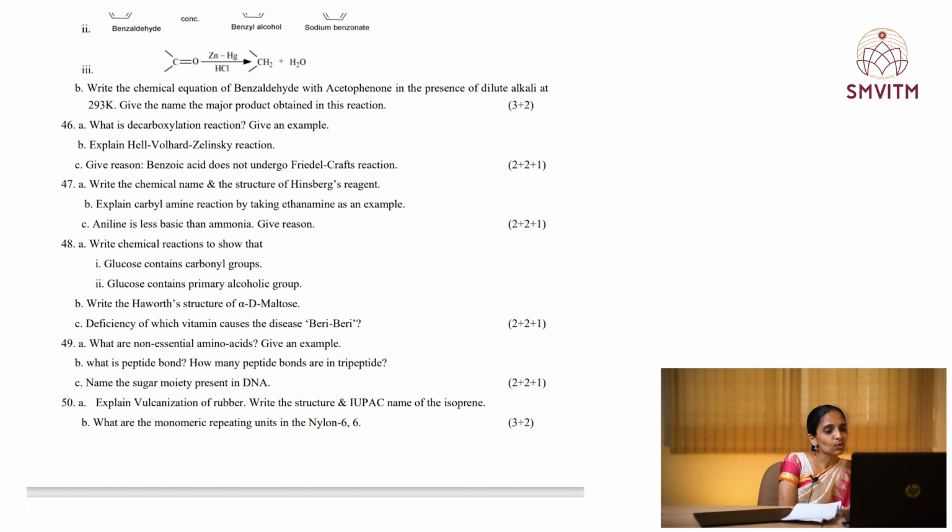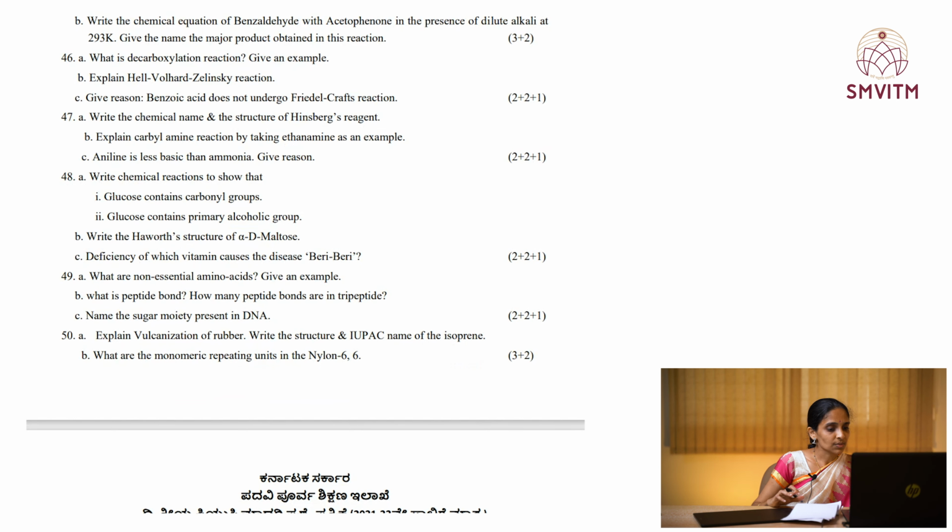And the last question of the question paper is, what are the monomeric repeating units in nylon 6,6? In the name, 6 and 6 stand for the number of carbons in the monomers. So, which are the two monomers? They are adipic acid and hexamethylene diamine. Both the monomers have 6 carbons. So, with that, the model question paper discussion is over.